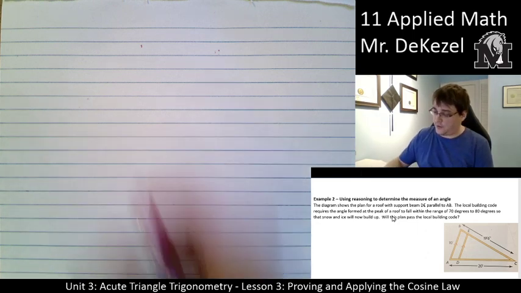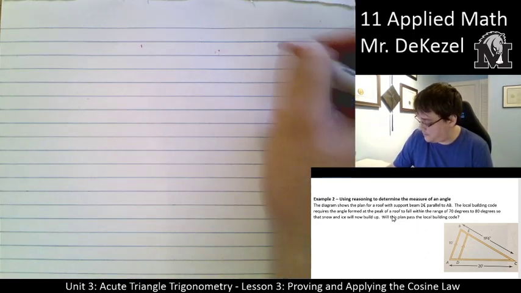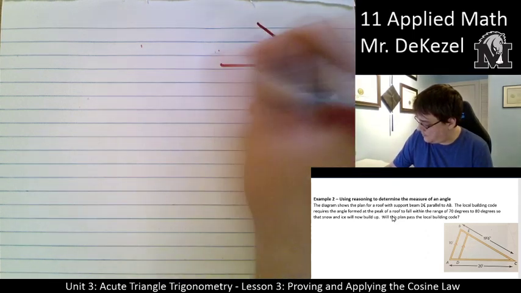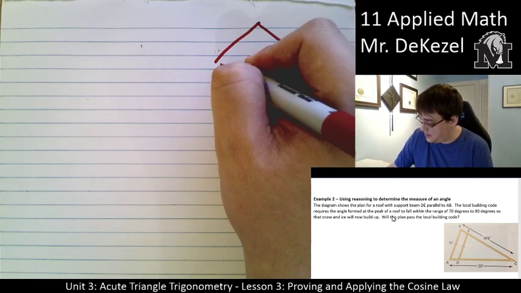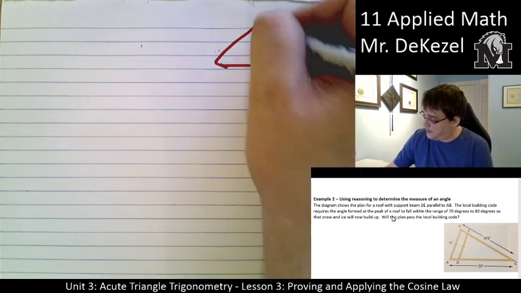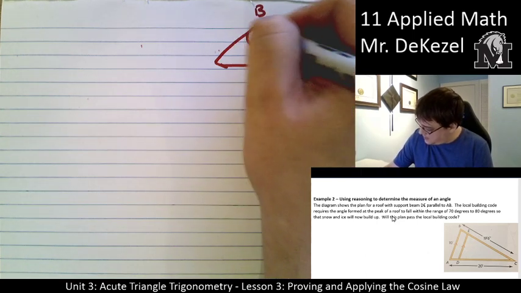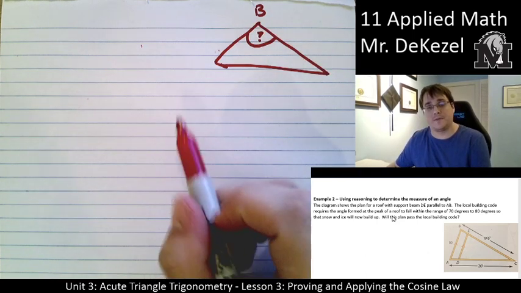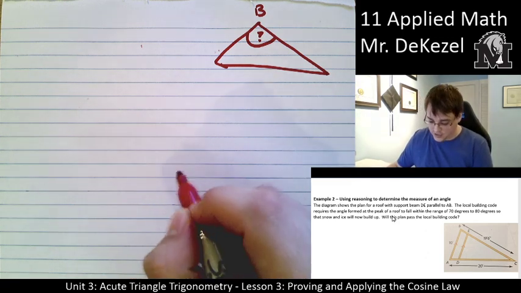So essentially what we want to do is, this is our diagram here. What we want to find out is what this angle is. And if it's between 70 and 80 degrees, this will be up to code.